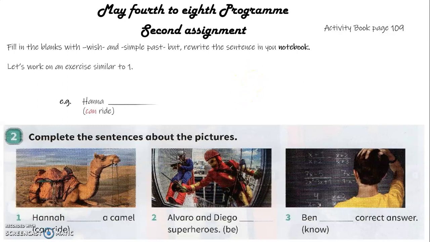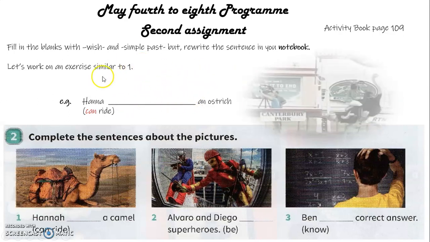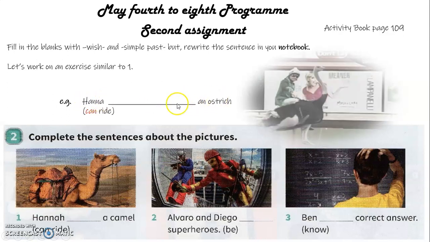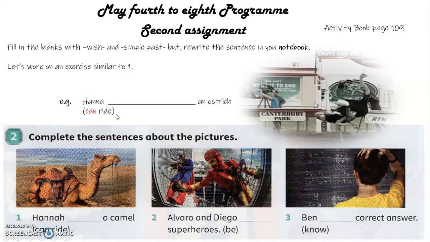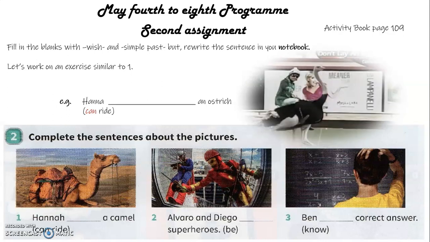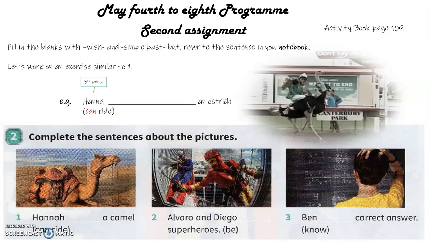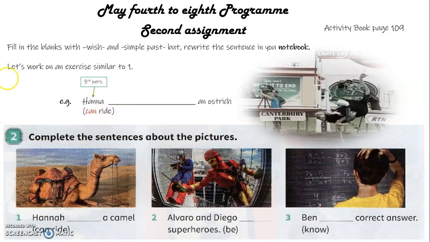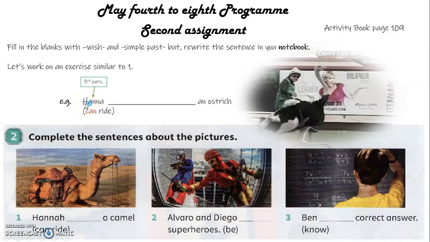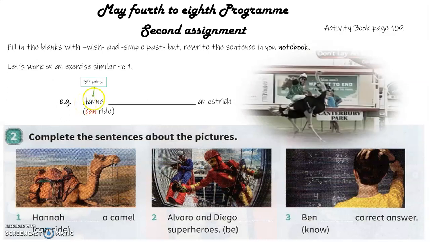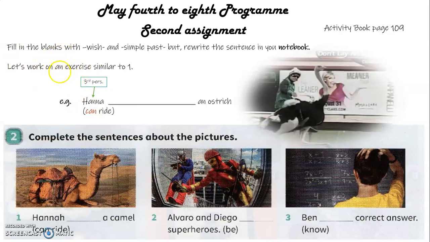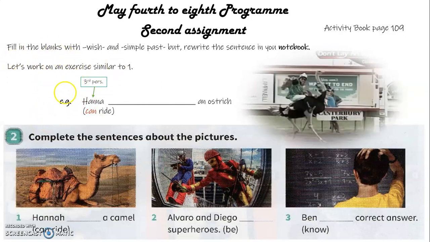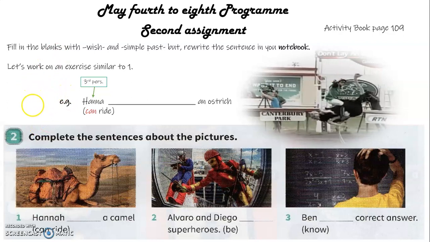Okay, let's work with an exercise similar to number 1. The example is about Hannah, an ostrich, and in parentheses we have the same verbs, can, write. Where do we start? We start by checking the subject. So as we can see, Hannah is a third person. It could be she. So we have third person, and now with this information we decide what to do with the wish word.